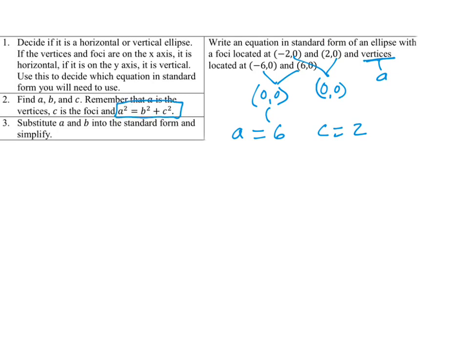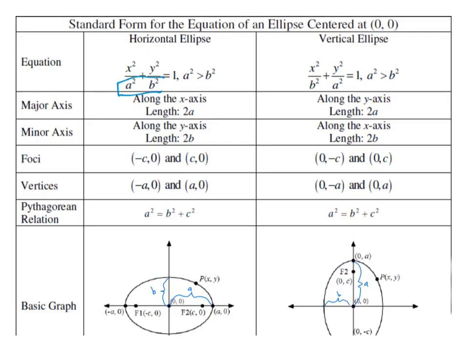And we're going to use our little Pythagorean relation. So we got that 6 squared equals b squared plus c squared. a is 6, c is 2, so we'll plug this in. And now we need to solve for b squared. So we'll subtract 2 squared from both sides, and we'll get b squared is going to be 36 minus 4, so b squared is 32. Now that you have your b squared, you could get b, but you actually don't need it to write out your equation. Because in the equation, if you remember, in the denominator is a squared and b squared. And so you just need the b squared and the a squared.